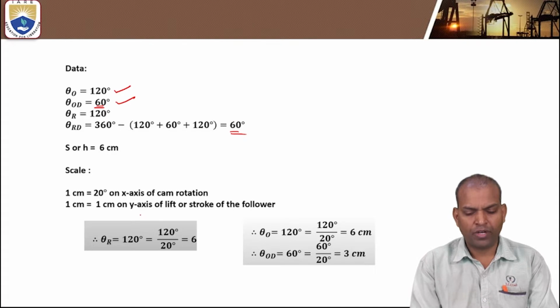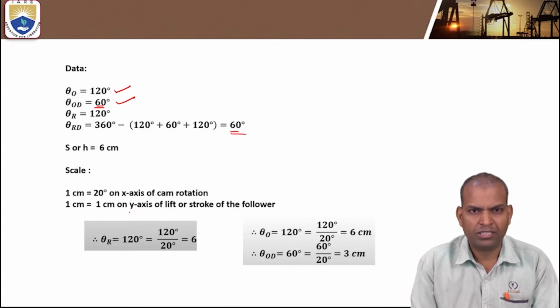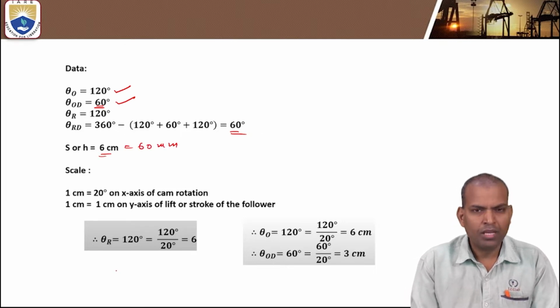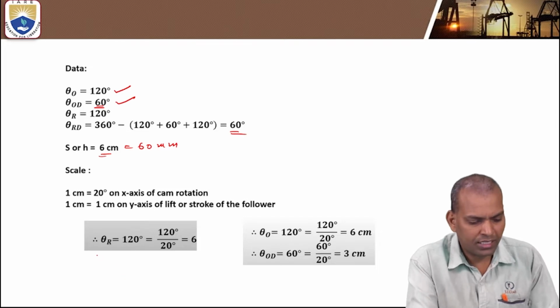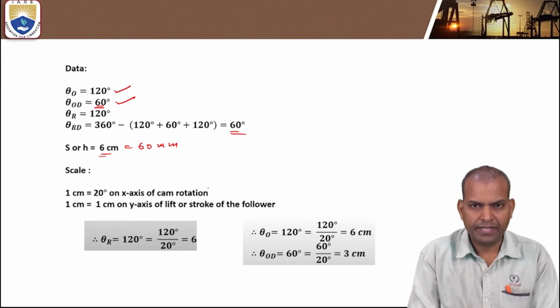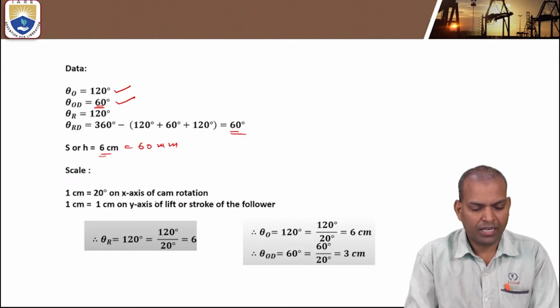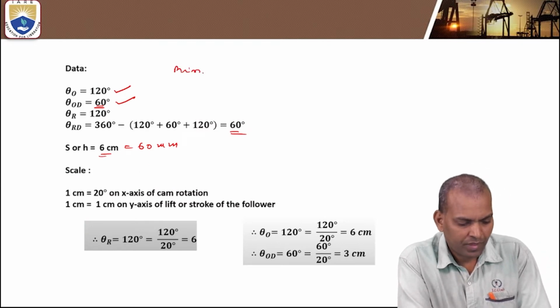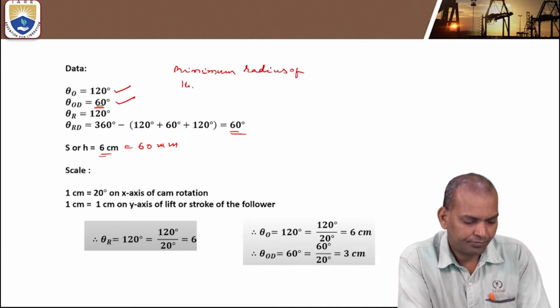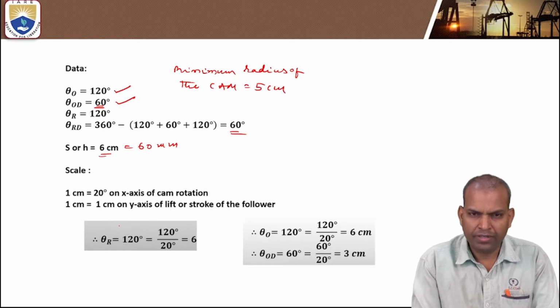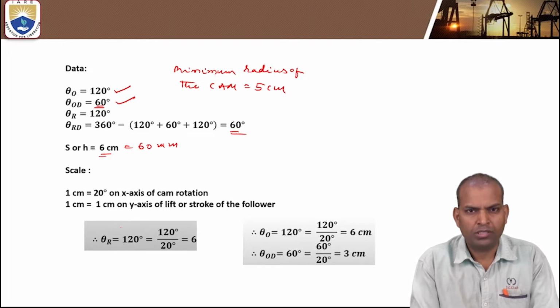The lift or stroke of the follower is 6 centimeters, that is 60 millimeters. Now one more important piece of data is the basic radius of the cam, that is the minimum radius of the cam, which is 5 centimeters. So to draw the displacement diagram with the given motion of the follower, take a scale.